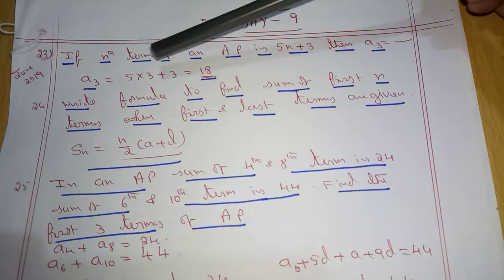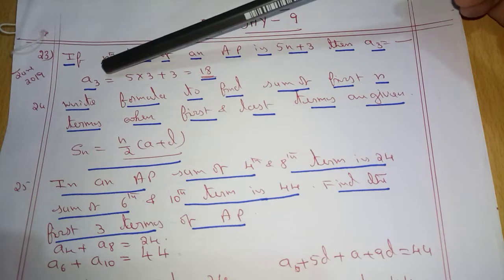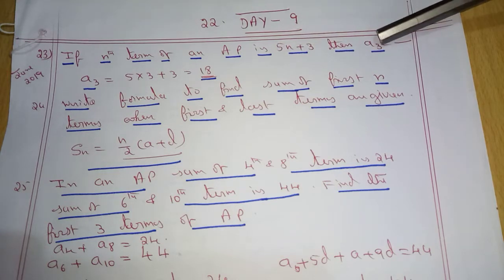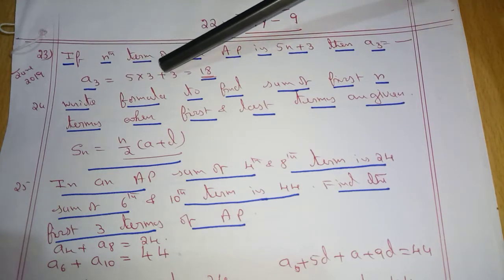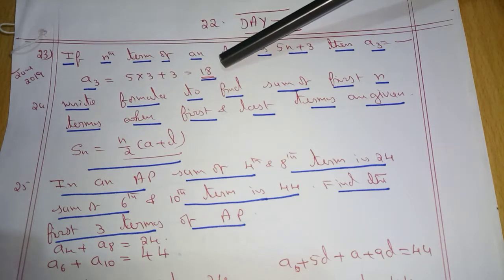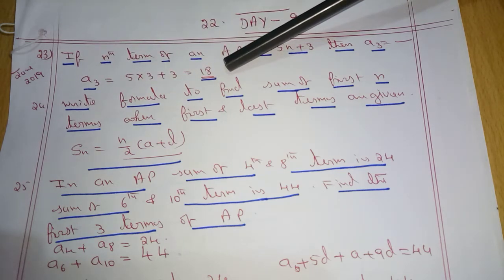Shall we find the answer? A3 is equal to 5n, where n should be replaced by 3: 5 into 3, then plus 3. What is the answer? How much did you get? 18. Correct.